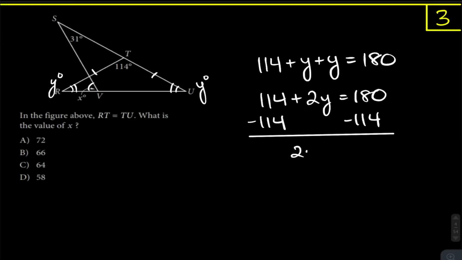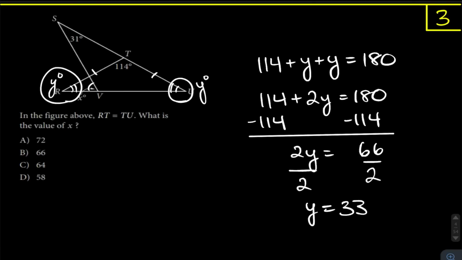We get that 2y is equal to, looks like, 66. And then we just divide by 2 on both sides to get that y is 33. So y is going to be 33 here, and now we know these angles.